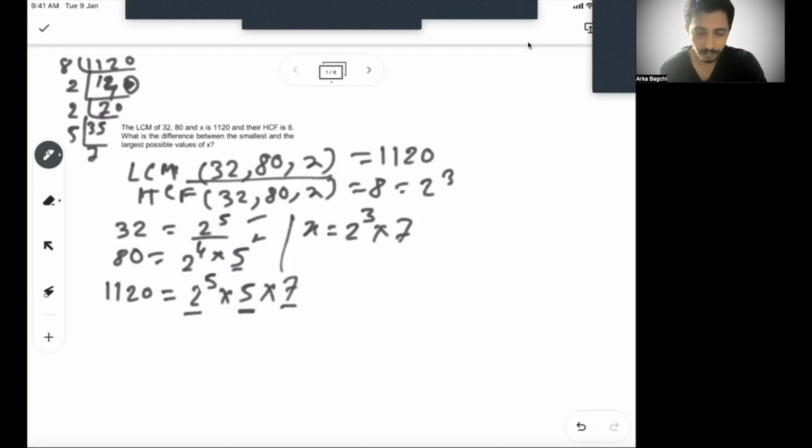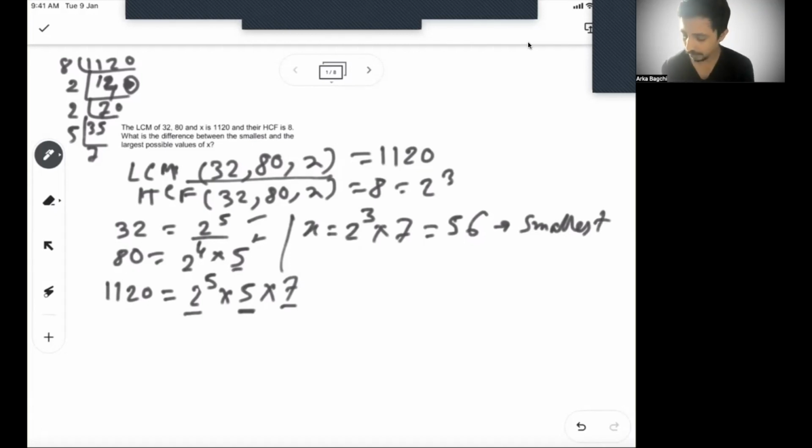So for 7 to come in 1120, I have to have 7 in x. So this is the minimum possible value, because 5 I may not put, because 5 in 1120 is anyway coming from 80. 2 to the power 5 in 1120 anyway comes from 32, because 32 has the highest power of 2 as of now, and 7. So this is basically 56. Okay, so this is the smallest value, because you had to give 7 to x.